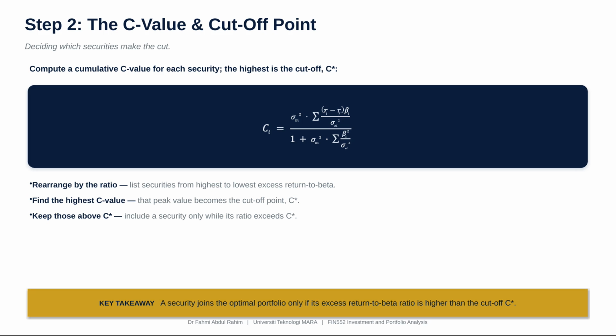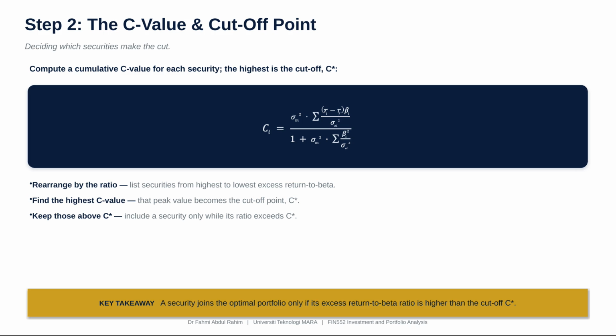The numerator is the market variance sigma m squared times a running sum of, for each security so far, its excess return times its beta divided by its residual variance, sigma EI squared. The denominator is 1 plus the market variance times a running sum of, for each security so far, its beta squared divided by its residual variance.